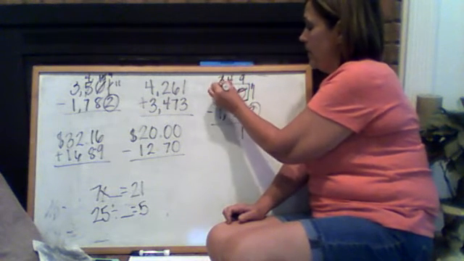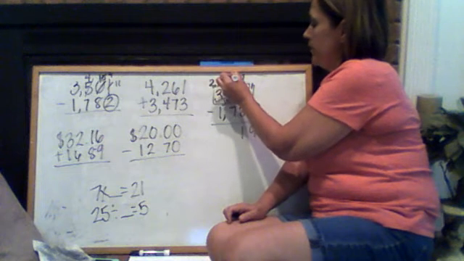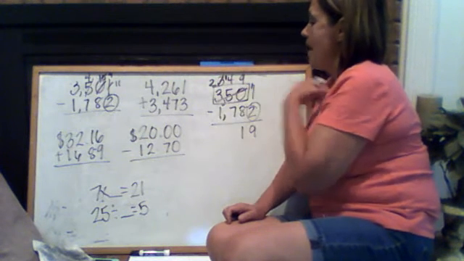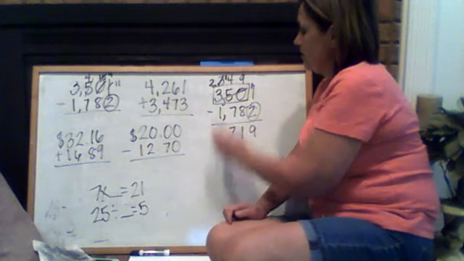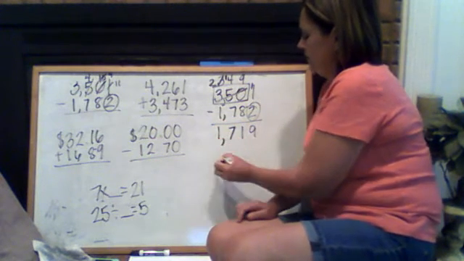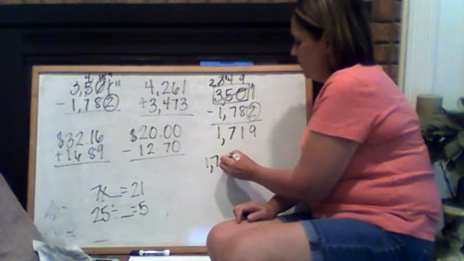So now I have to borrow 1,000 and bring over 1,000. So I have 14 hundreds. 14 take away 7 is 7. 2 take away 1 is 1. I want to check that and make sure that I'm right.